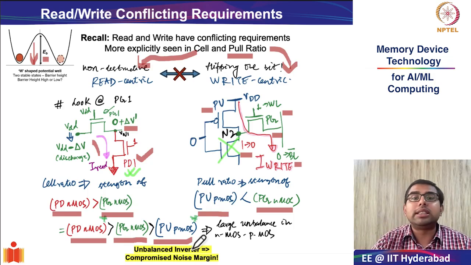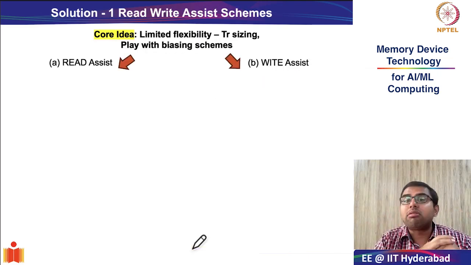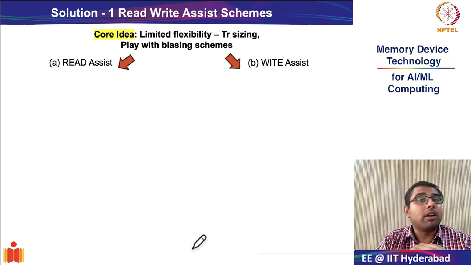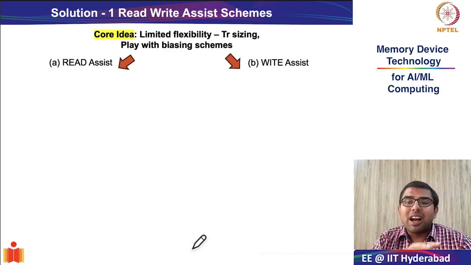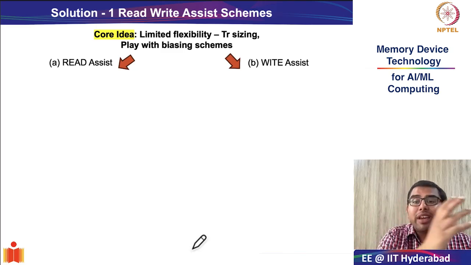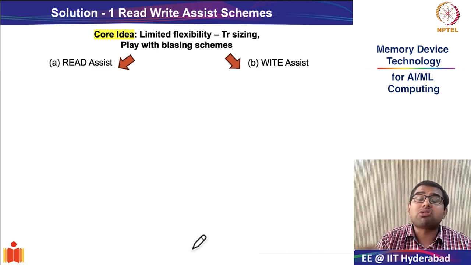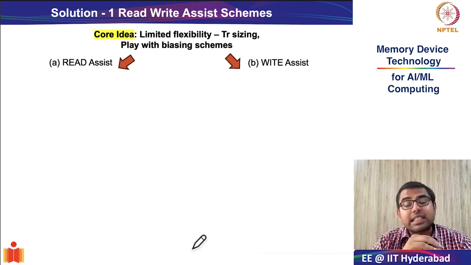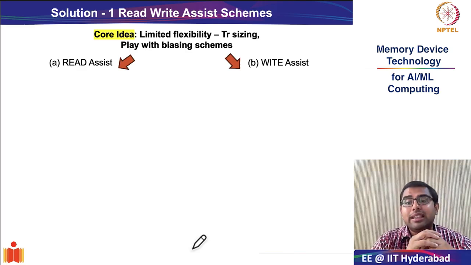So how do we solve this chicken and egg problem? There are two key approaches in trying to come up with a viable solution. The first is by using biasing schemes for the 6T SRAM cell, which are slightly modified from what we have been studying. And the second approach is to modify the structure of the 6T SRAM cell itself. So let's start by discussing the biasing schemes first.